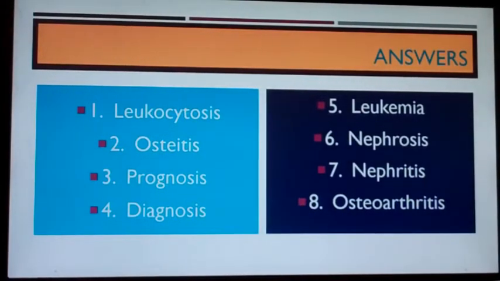Answers. Number 1 is leukocytosis. Number 2 is osteitis. Number 3 is prognosis. Number 4 is diagnosis. Number 5 is leukemia. Number 6 is nephrosis. Number 7 is nephritis. Number 8 is osteoarthritis.